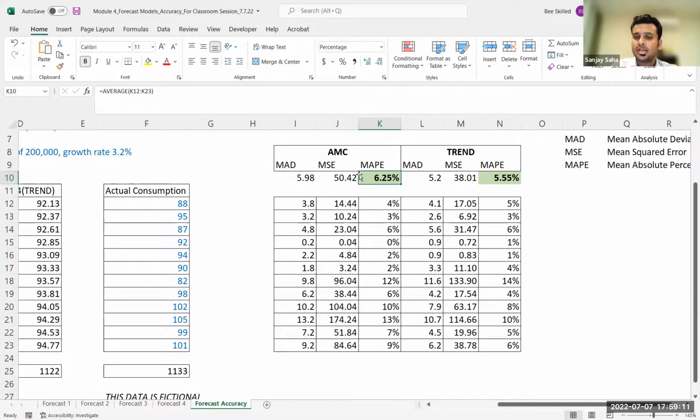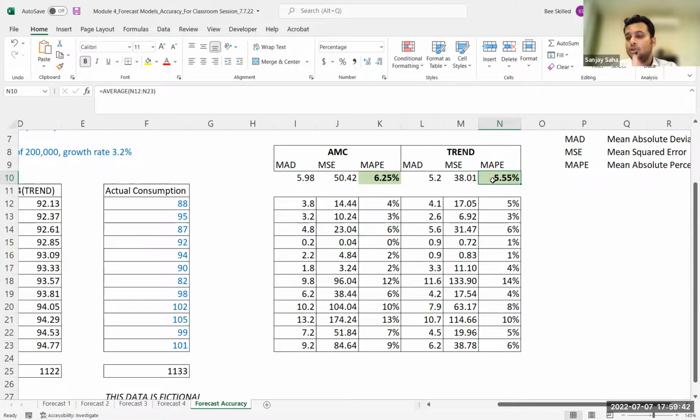Maybe in some cases a forecast developed with AMC can also be more accurate than one done with trend. It really depends on how it eventually happens. So no one can say that if you use trend, it will give you much better forecasts. But in the long run, if you are using trend analysis, it will give you better results eventually. But you have to do these exercises again and again.